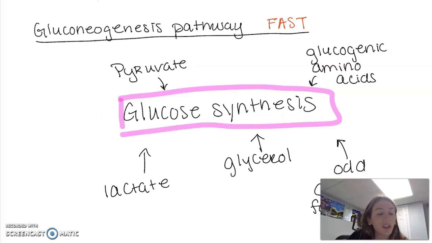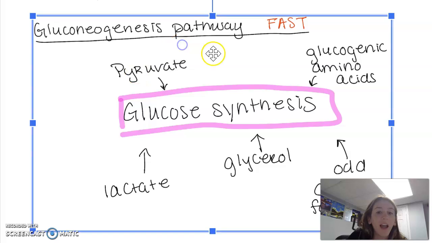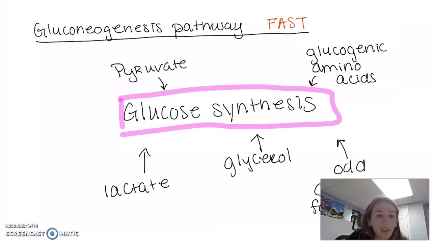I also want to address the second part of the question about the gluconeogenesis pathway in the fasted state. Glycogen stores will be depleted, so to synthesize glucose we'll have to use alternative pathways. So we'll use lactate, glycerol, pyruvate, glucogenic amino acids, and odd-chain fatty acids, and both the amino acids have nitrogen in them, so that's how nitrogen is related to this pathway.